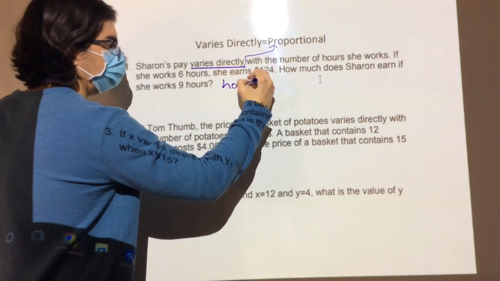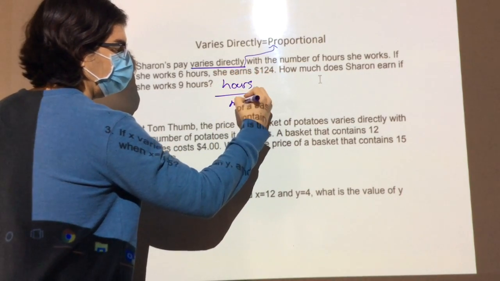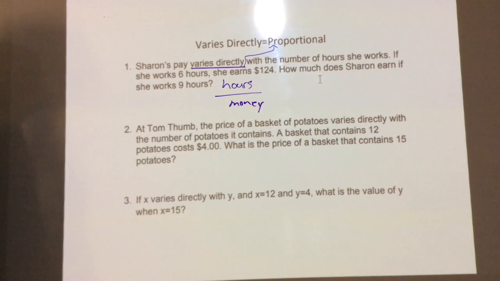Hours over money. Does anybody have an issue with that? Either way, it won't matter. It literally won't matter for this problem. I probably would though, and do it that way. I would do money per hour because that makes more sense than hour per money. But for this particular problem, it wouldn't matter, okay?